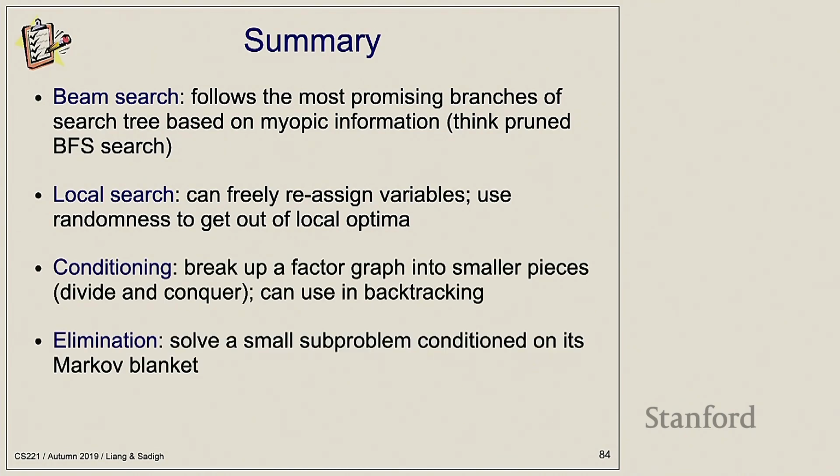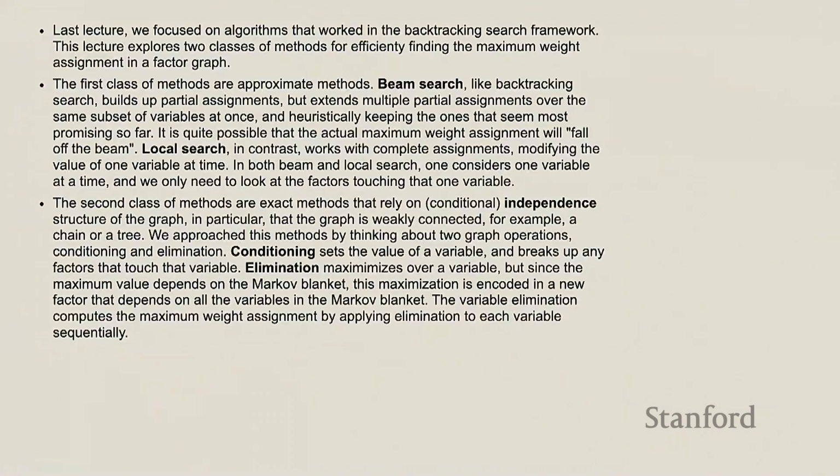Just to summarize, we learned different ways of solving CSPs today. Beam search, which is kind of like a souped-up version of backtracking, which doesn't always give you the answer, but it's faster. Local search, where you get entire things and then improve them a little bit at a time. Conditioning, which breaks up the graph into smaller pieces that are easier to solve. And then elimination, which is kind of like conditioning, except instead of choosing one value for all your factors, you dynamically choose the value based on the Markov blanket. And that's CSPs. So we will see you on Wednesday.